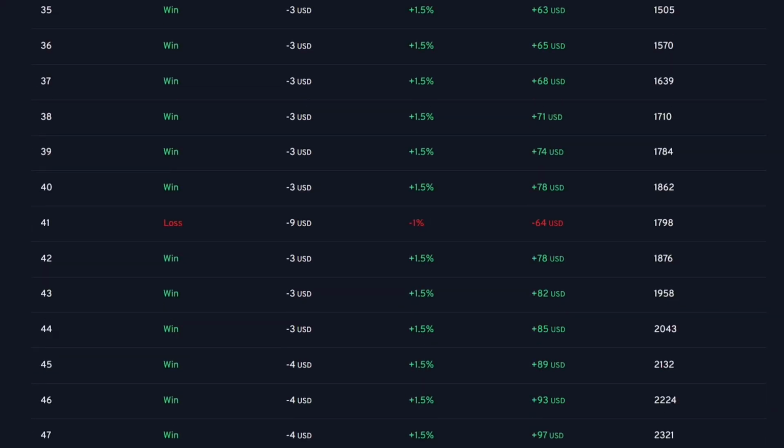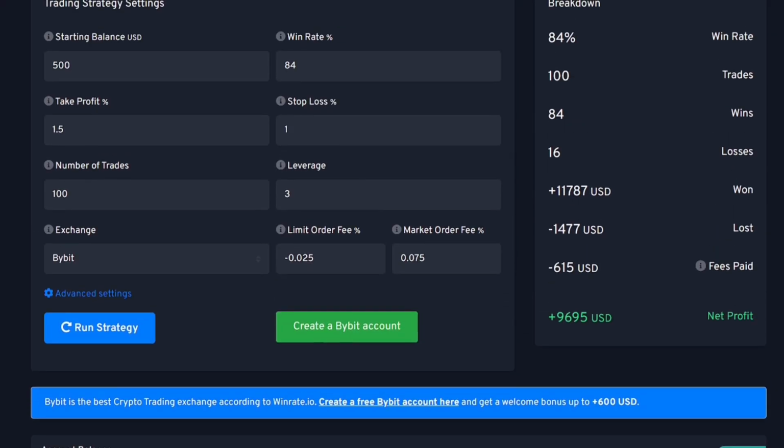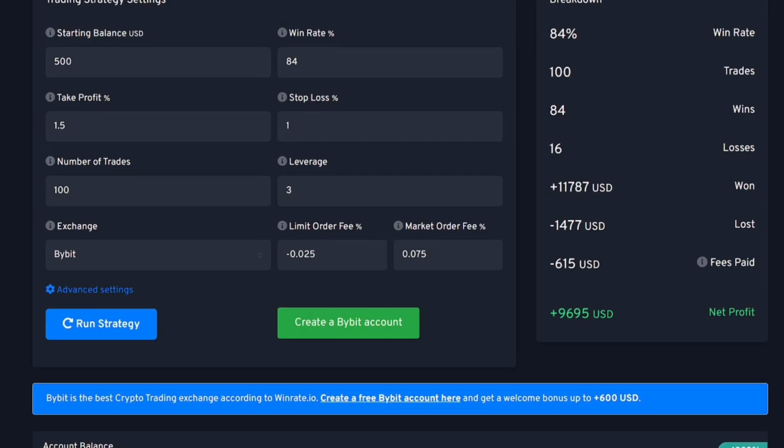Now you're in for a treat, traders. Here are the juicy details. We tested it on the Ethereum 15-minute time frame with a risk-reward ratio of 1.5 to 1. We scored a whopping 84% win rate from 100 trades. This is just too good to be true.